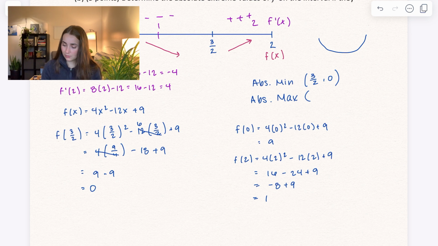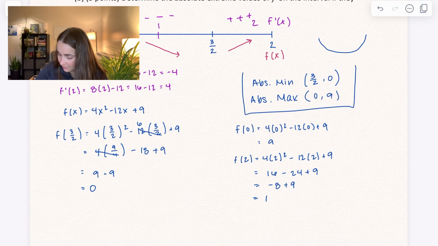Okay, so between these two values, I can see that 9 is going to be our largest value. So we have an absolute maximum occurring at (0, 9). And so this right here would be our solution.